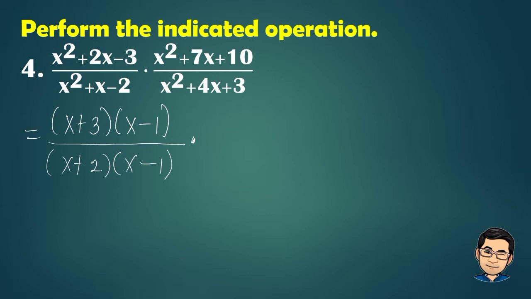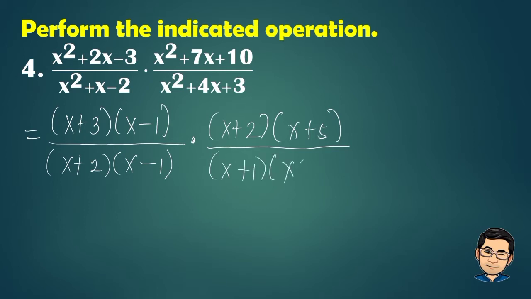Okay, next, x squared plus 7x plus 10. Anong mga factors ng 10? Nagbibigay ng sum na 7. That is, x plus 2 and x plus 5. Anyway, kahit isulat natin x plus 5, x plus 2, okay lang. As long as yun yung mga factors. And then the last one, x squared plus 4x plus 3. So, yung mga factors niya, x plus 1 and then x plus 3.